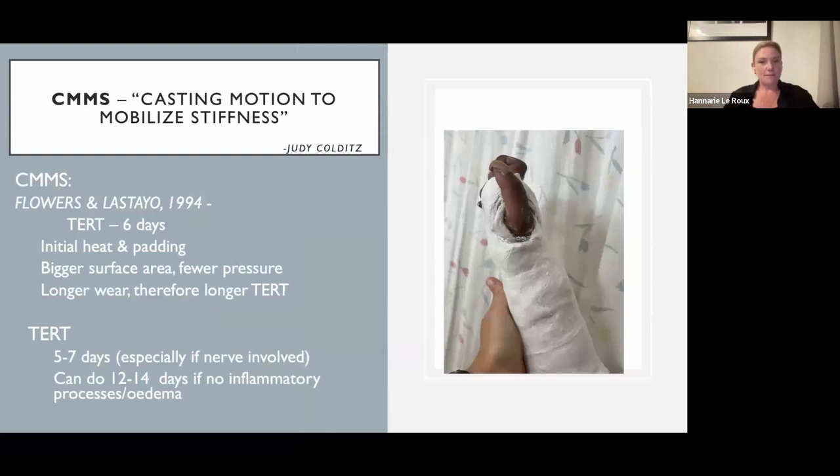So casting motion to mobilize stiffness, we all know it. Judy called it, it's the good old POP. We all have POP available to us. It's nice and cheap, and it works really well.